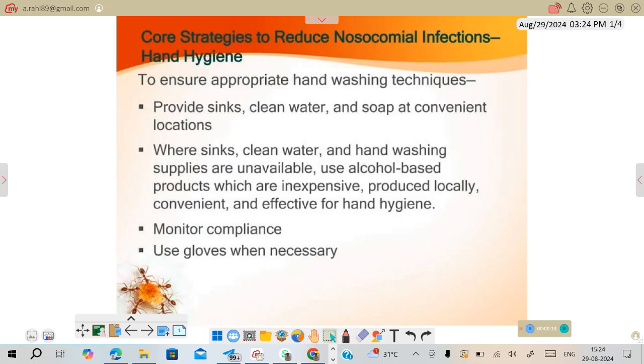Reduce nosocomial infections through hand hygiene and infection control. Hand hygiene is very important in infection control. That is the main function of the infection control committee. How do we maintain hand hygiene?